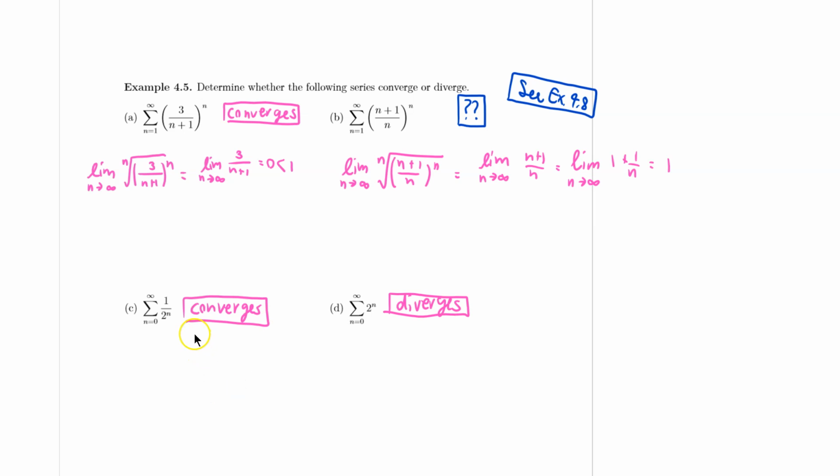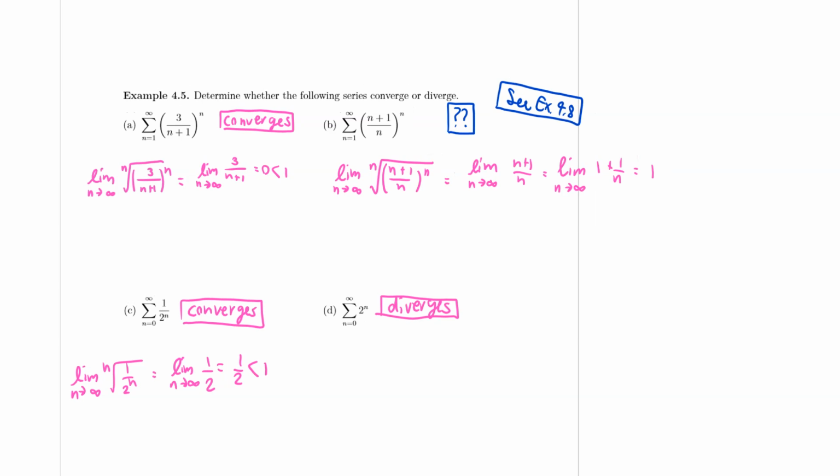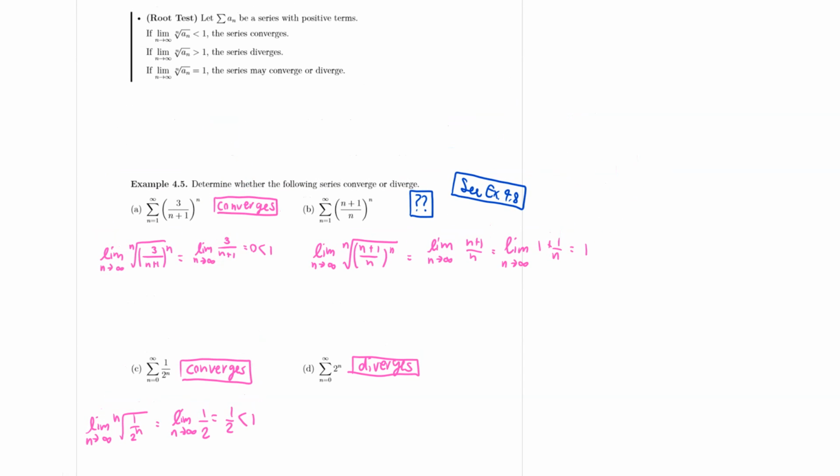But then let's try to verify this using the root test. If I want to use the root test, I'm going to compute the limit of the nth root of the terms in my series. So the nth root of 1 over 2 to the n is just going to be the limit of 1/2, which is just 1/2, which is less than 1. So this belongs to the first case where if the limit of the nth root is less than 1, then the series converges. So that coincides with what we had earlier.